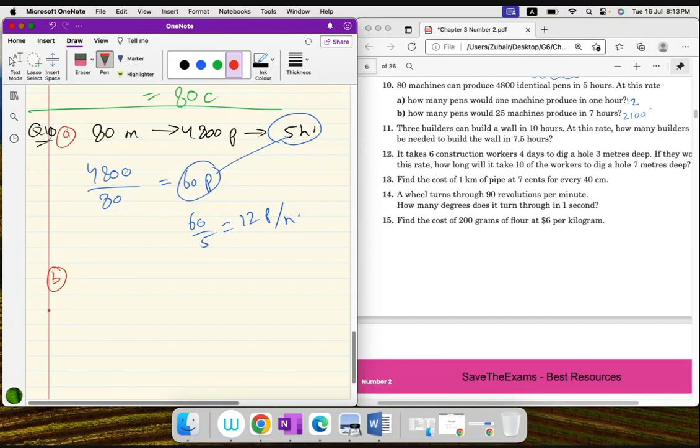Then we'll do part B. How many pens would 25 machines produce? We already have 12 per hour for one machine. 12 multiplied by 25, and then we'll multiply 300 with 7. So then this into 7 hours.